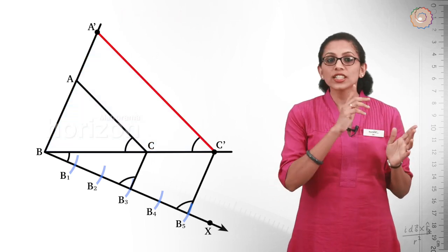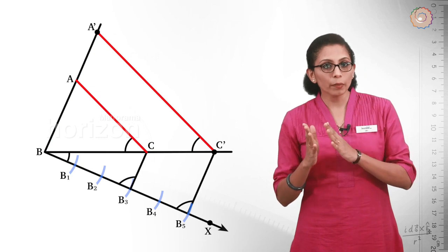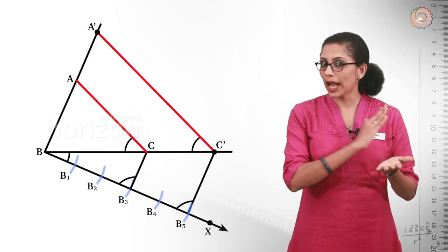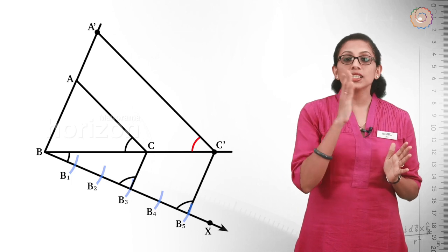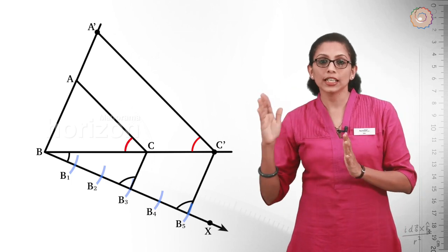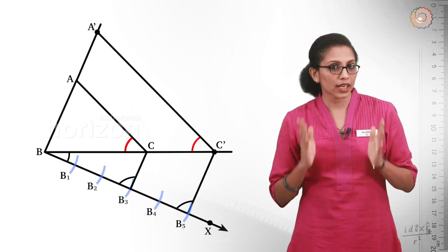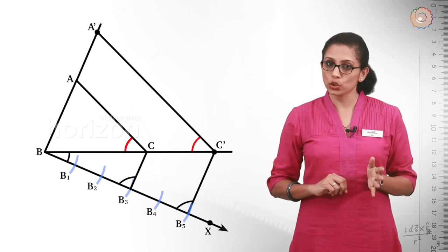Also, A dash C dash is parallel to AC. So, they will make the same angle with the line BC. Again, we can write angle A dash C dash B is equal to angle ACB. Reason, they are the corresponding angles, and now mark this as equation number 2.